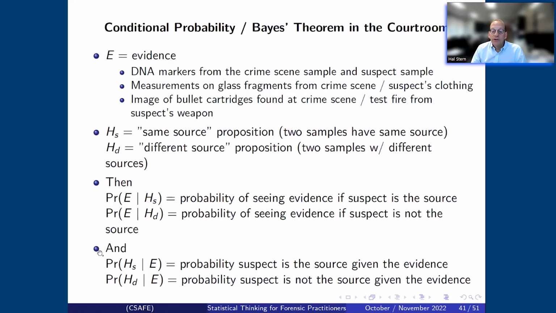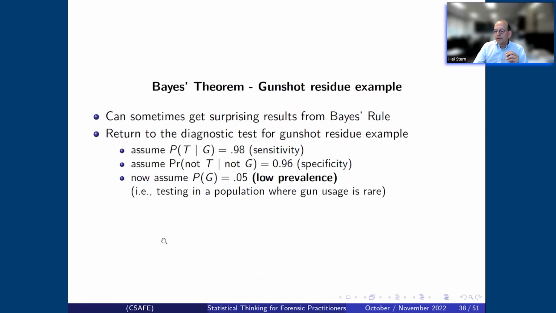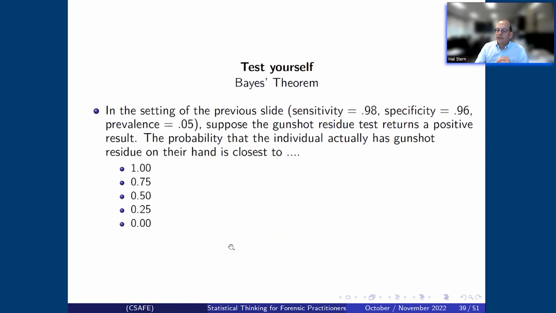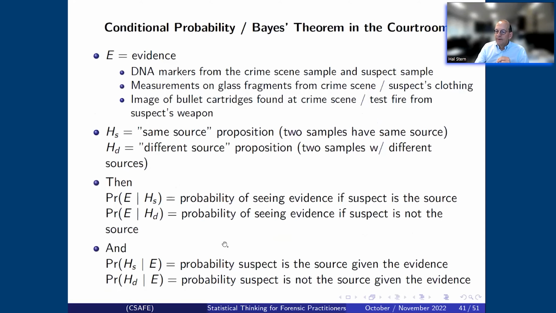But we could have asked the opposite question. I've seen this evidence. What's the probability that the suspect is the source? Or I've seen this evidence. What's the probability the suspect is not the source? So just like we had two probabilities way back here, and they were not the same, I want to emphasize, sorry for giving people whiplash, that these two probabilities are not the same.